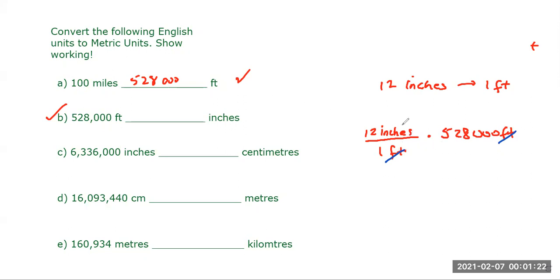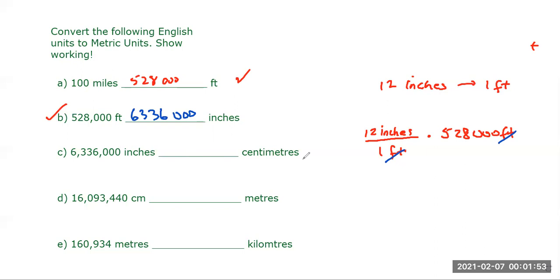And what you're left with as a unit is inches. And so we multiply 12 by 528,000, and that will be in inches. Using my calculator, 528,000 times 12, that will be 633,600. And it's interesting that they're basically using this.